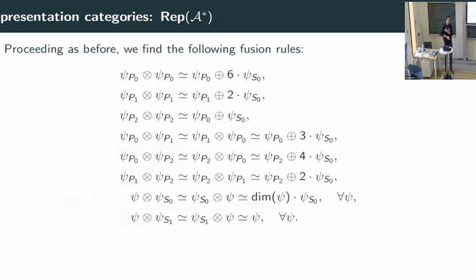So proceeding as before, because I have a co-product on the dual algebra, which is the product on my original algebra, I can again take tensor products of representations, and I find these fusion rules. Okay, you can look at this a little bit. It is not particularly enlightening. The thing that's kind of strange, I guess, is that you're getting this nil module appearing a few times. This is really just to fix the dimension of these modules.